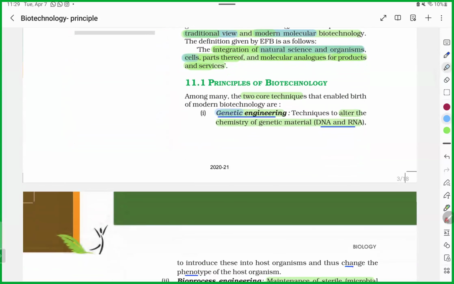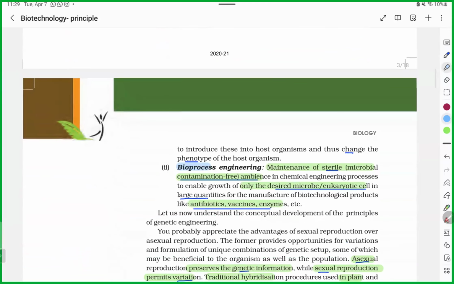Biotechnology has two main things: genetic engineering, where we change DNA or RNA; and bioprocess engineering, where we maintain a sterile environment. There should not be contamination. Otherwise, the full program is a waste.